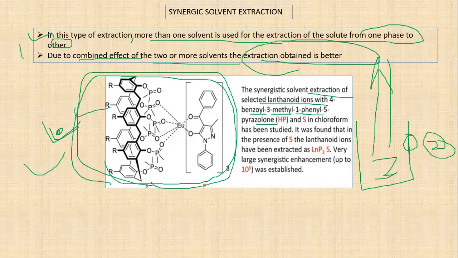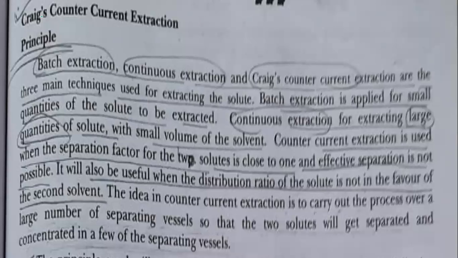You just remember what synergistic extraction is: the combined use of two or more solvents for getting better extraction. This is the synergistic extraction method. After that we'll see the Craig counter current extraction. I think we will see this in the next lecture. In this lecture these two techniques are enough. In the next lecture we'll go to the Craig counter current extraction. Thank you.